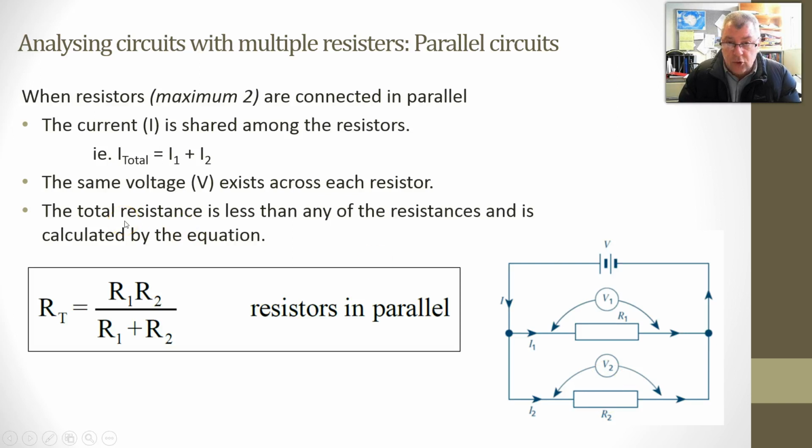Now the total resistance is also different from a series circuit. The total resistance is less than any of the individual resistances and is calculated by the equation. So we are given this equation, which is actually a simplification of another equation that is used elsewhere in other courses, where you can have more than 2 resistors, but we've simplified it here, and this is on your information sheet, so you don't have to memorize it, you just have to remember how to use it. And so the total resistance in the circuit is R1 times R2 divided by R1 plus R2. Now let's have a look at what that means.